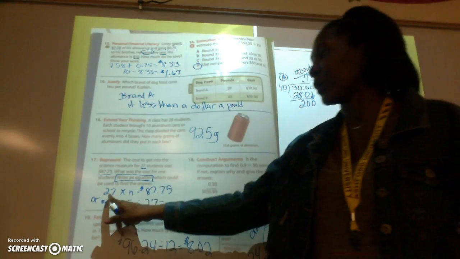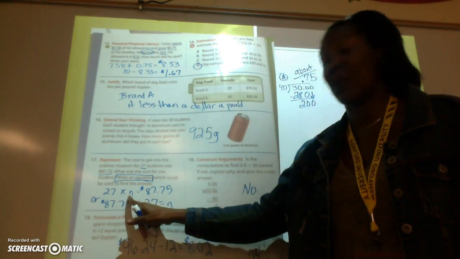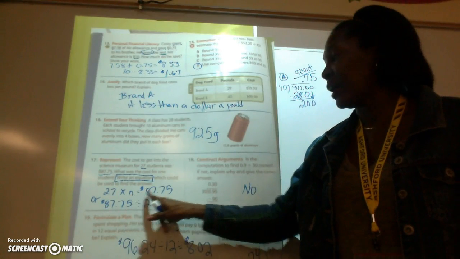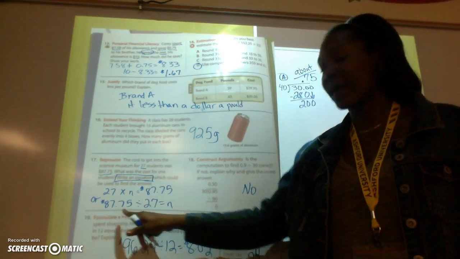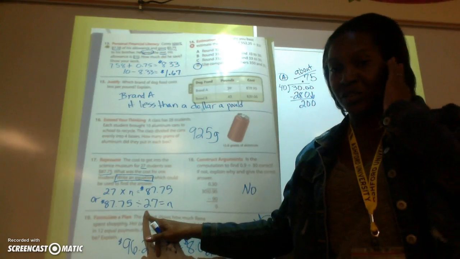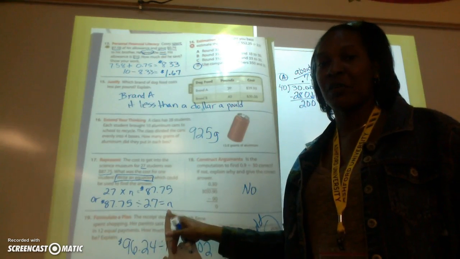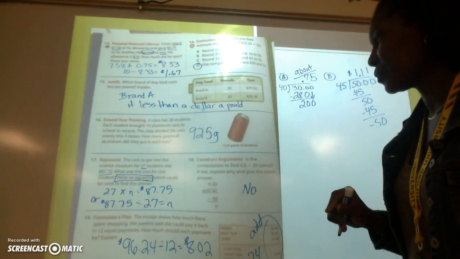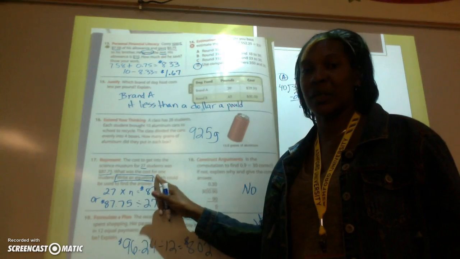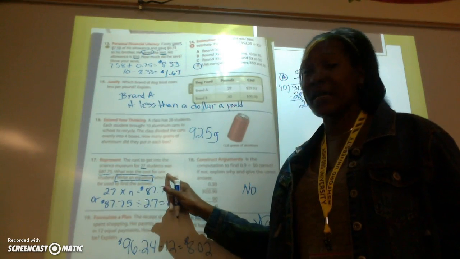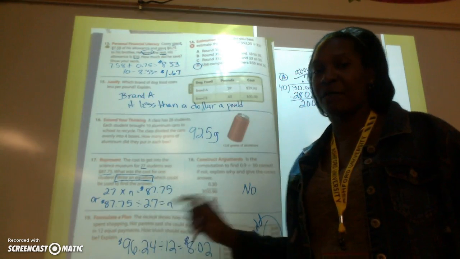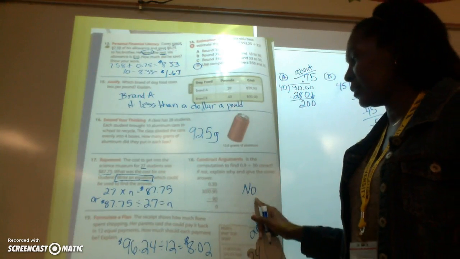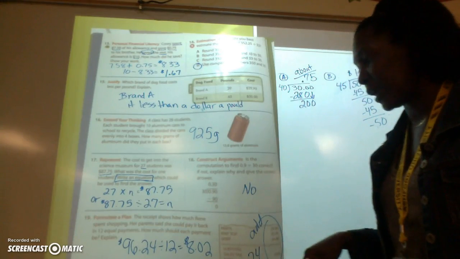So you could have used multiplication, which would have been 27 times the unknown variable and the total price, or the total price divided by part of the information you know and trying to figure out the unknown. Remember, read the question, answer what the question asks. It asks for the equation, not to solve for n. 18, the answer was no.